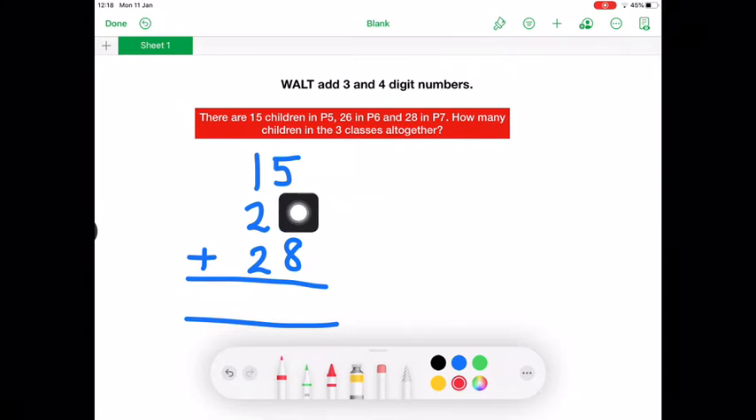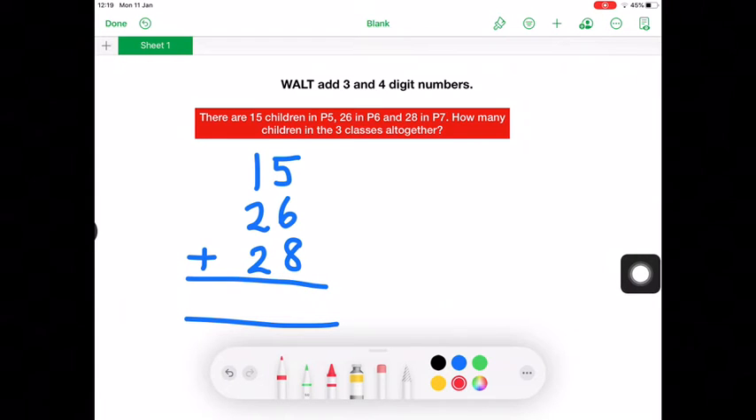So we start again with our units, but we've 3 numbers to add. So we have 5 plus 6 plus 8. Now I know 5 and 6 is near doubles, and 5 and 6 is 11, and 11 plus 8 is 19. Put down our 9 and we carry our 1 and add everything in our tens column. 1 plus 2 plus 2 plus 1 makes 6.